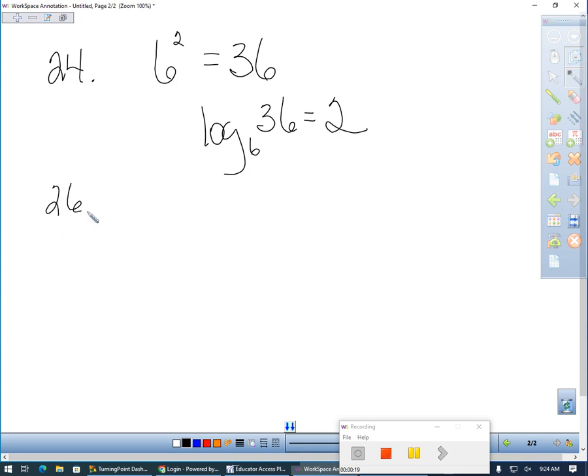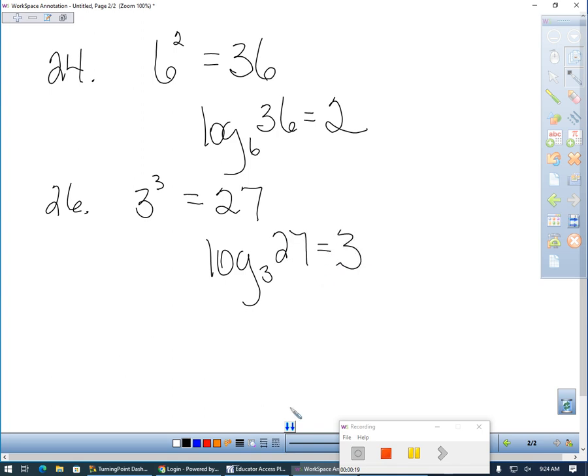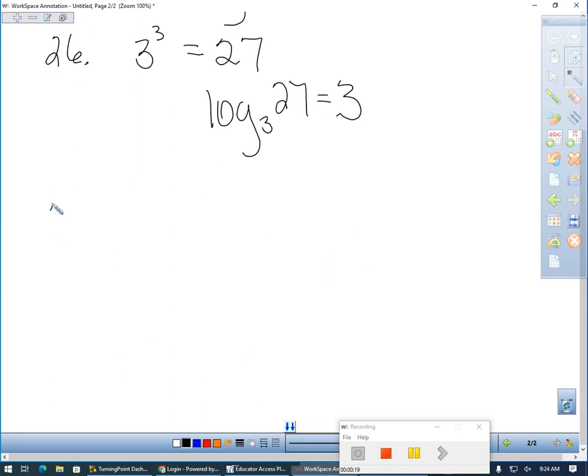For number 26, we have 3 to the 3rd power equals 27. So we start with log. The base to your exponent, the base of your log of 27 equals your exponent.